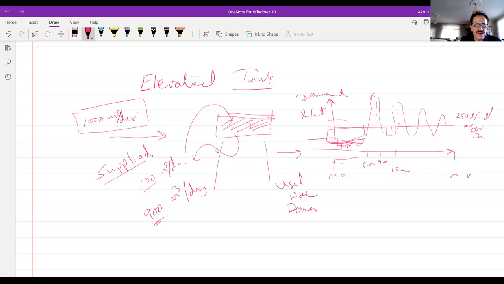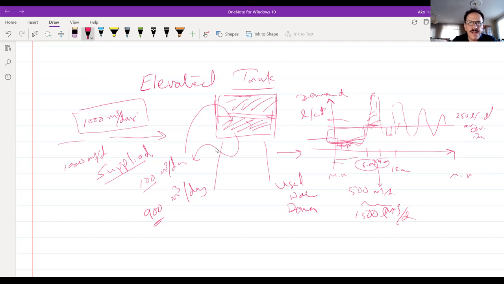Now, there is another thing. For example, from 6 to 9 a.m., the demand will be more than required. So the supplied water is less than what they need. For example, in these 3 hours, they may need 1,500 meter cube per day, and the supplied water is only 1,000 meter cube per day. So what should we do? We should have at least 500 meter cube per day of extra storage. This will be done by having a storage tank. The storage tank works like neutralizing or balancing between the minimum and the maximum demand. This is in terms of quantity.